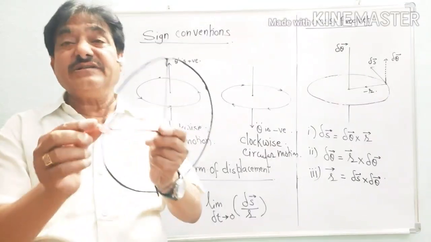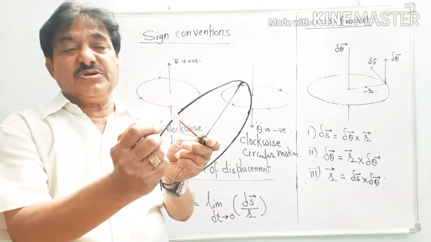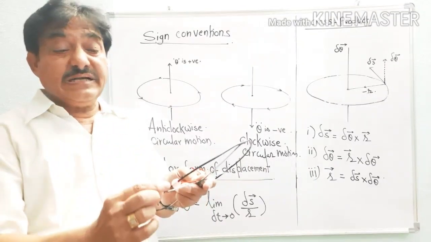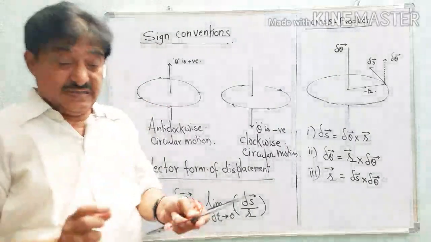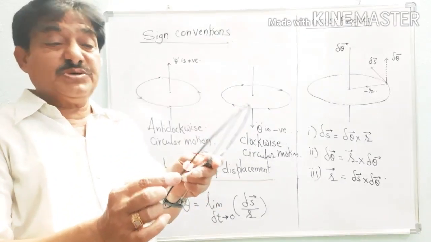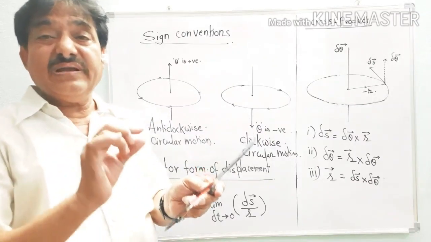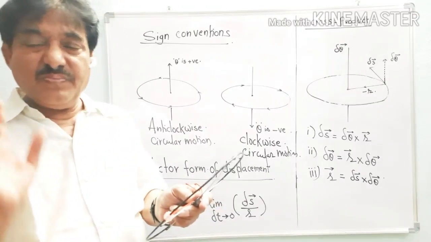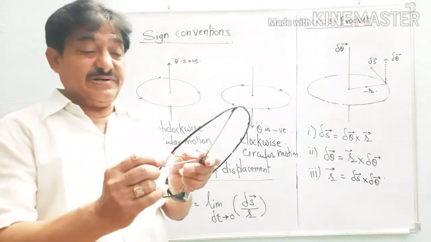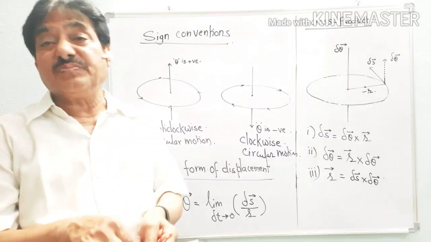Let us suppose this is the initial position of the particle and this is the final position of the particle. They should be close to each other. In an interval of time of dt second, which is approximately 0, this particle will move from initial position A to final position B. It means positions A and B are very, very close to each other. That's why we put a limit delta t tends to 0 of ds, the distance traveled by the particle, upon radius. ds upon r is the vector form of the angular displacement.